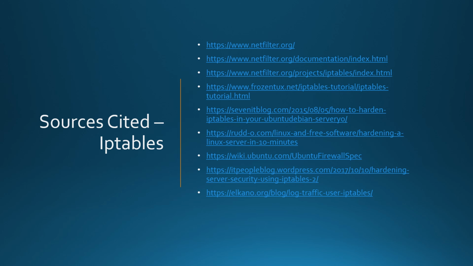For IP tables, I got the majority of my information from Netfilter, the IP tables documentation, a couple other places, but the Ubuntu website, from the Ubuntu wiki that they maintain, has some hardening and some IP tables information as well.